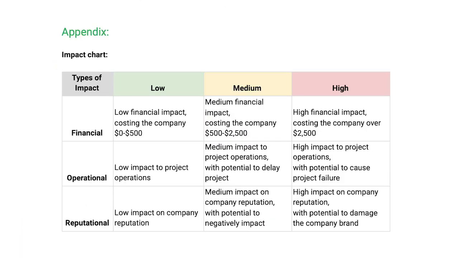Down in the appendix of the document, you'll find the probability and impact charts, as well as the probability and impact matrix that we use to assess our risks. Once you've filled out the risk management plan, you'll share it with your team and stakeholders to get their input and to ensure that they are aligned with your plans.